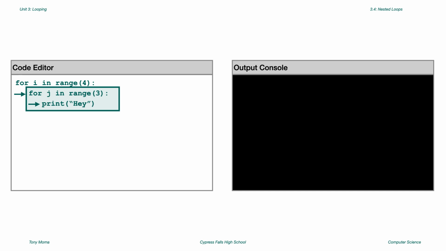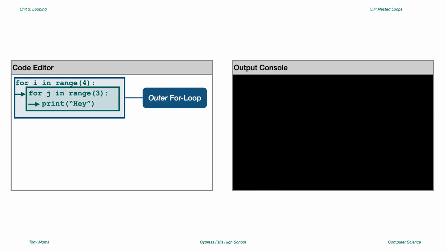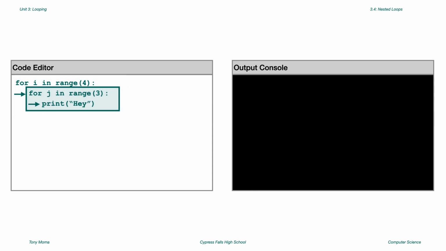Now, before we assess what exactly is happening in this program, allow me to introduce a couple vocabulary words. Firstly, this for loop that's inside the green box, we're going to refer to that loop as the inner for loop. And the for loop that's outside of the green box, we're going to refer to that as the outer for loop.